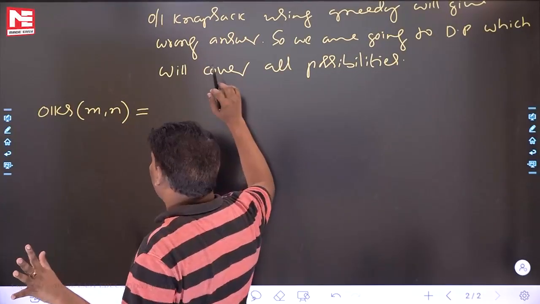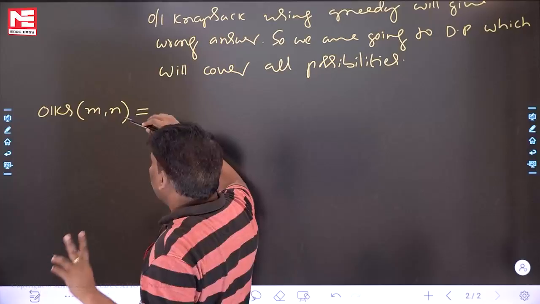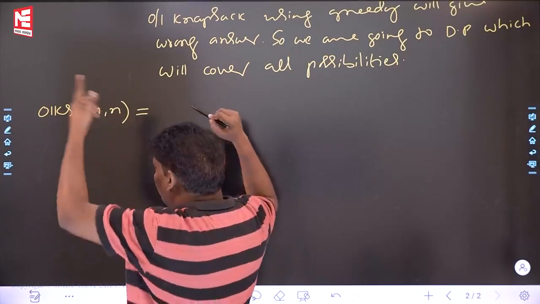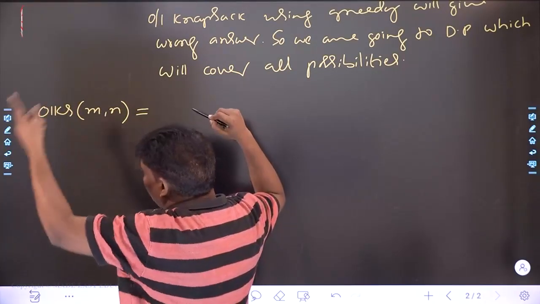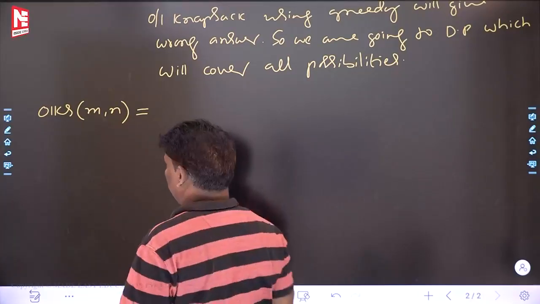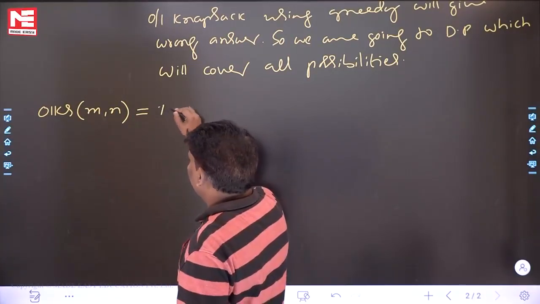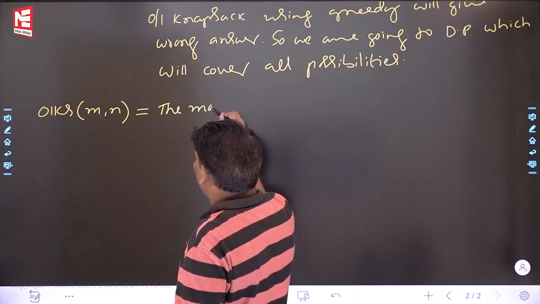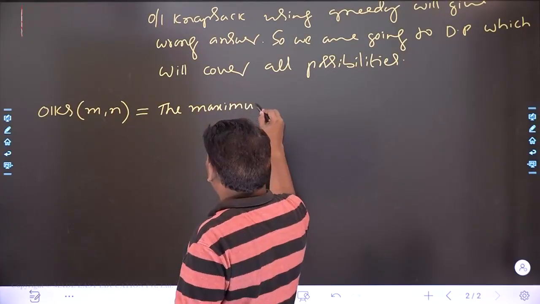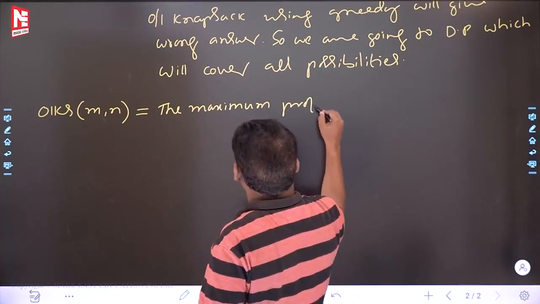Every time you say dynamic programming, a recursive program, please give one function name first. In the previous problem LCS, before that Fibonacci, here also 0/1 knapsack of m comma n. See what is the meaning? The maximum profit we will get.